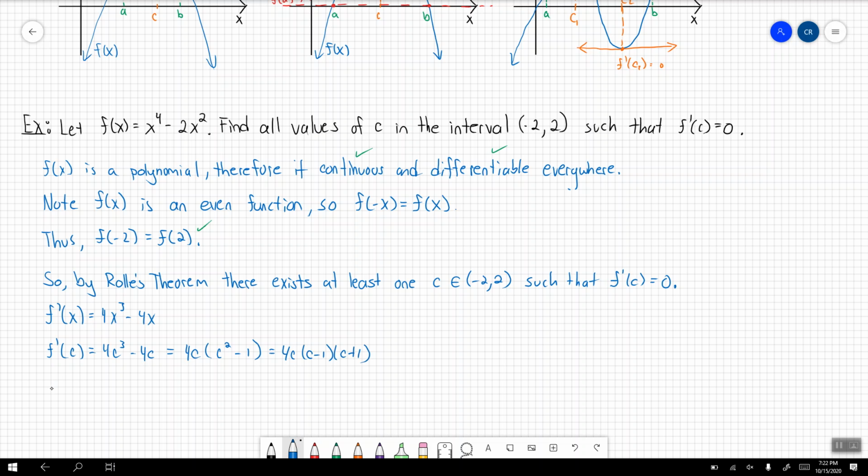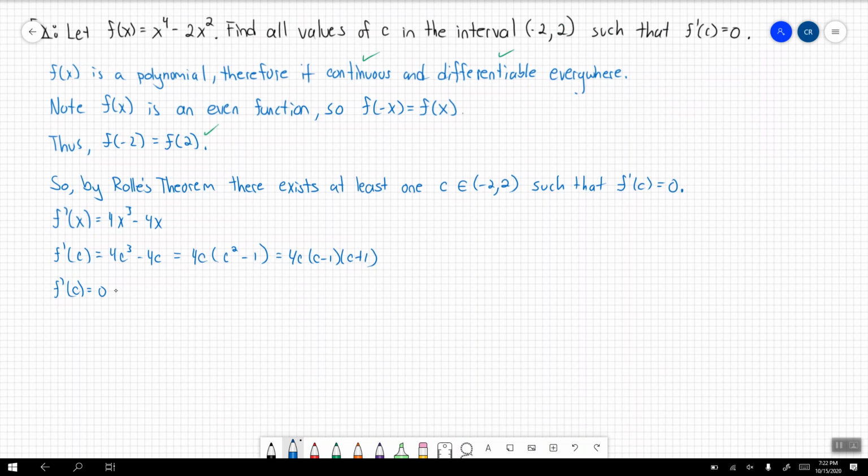And we need to make sure now, because Rolle's theorem guaranteed that we were going to have some points that produce the derivative being equal to 0, we're now going to set this derivative equal to 0. So 4c times c minus 1 times c plus 1 must be equal to 0, which will imply that c is equal to 0, or c is equal to 1, or c is equal to -1. Now, which values fall within the given interval? Well, the given interval is from -2 to 2. Therefore, all of these values will satisfy Rolle's theorem.